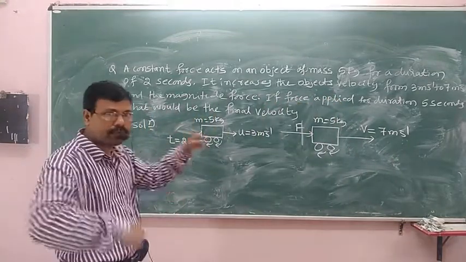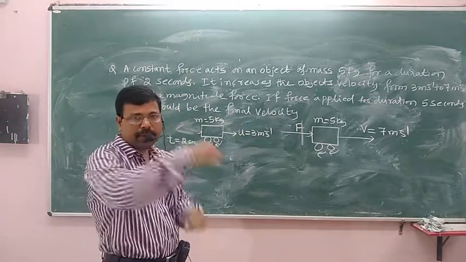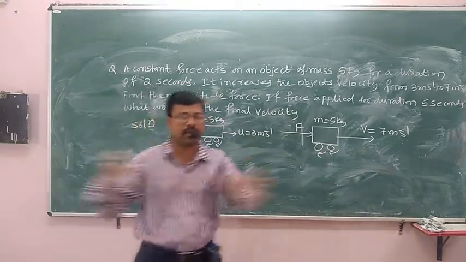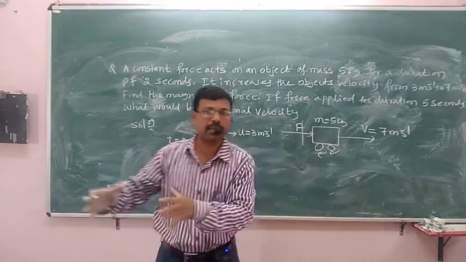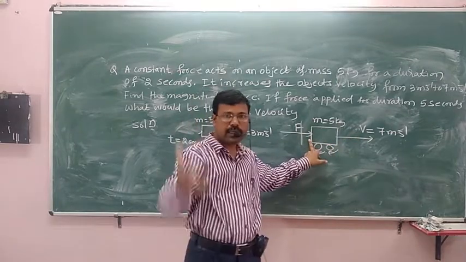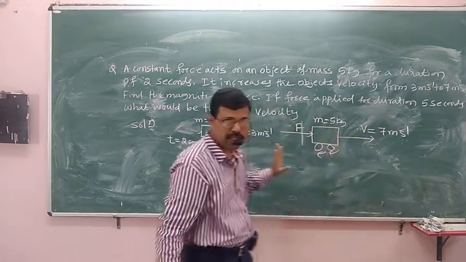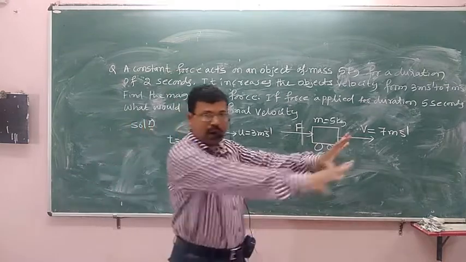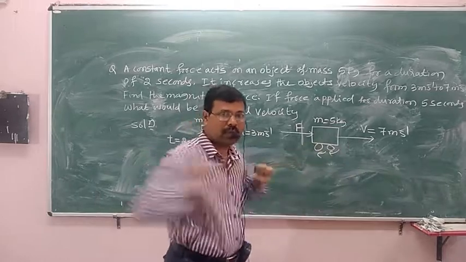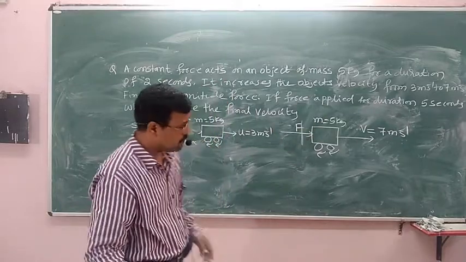Just like a boy riding a bicycle with 3 meter per second, when suddenly somebody comes and pushes the bicycle, then its velocity changes from 3 to 7 meter per second, but the mass remains the same. So the force is applied on the bicycle, on this body, for about 2 seconds only, then removed. Force applied for 2 seconds and then removed, velocity increased.